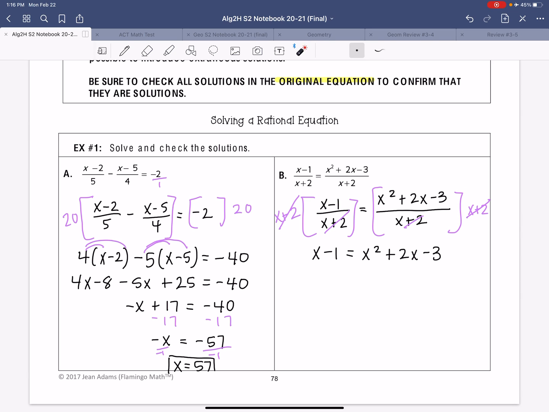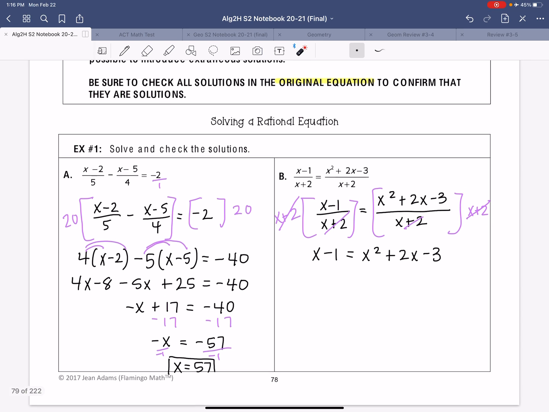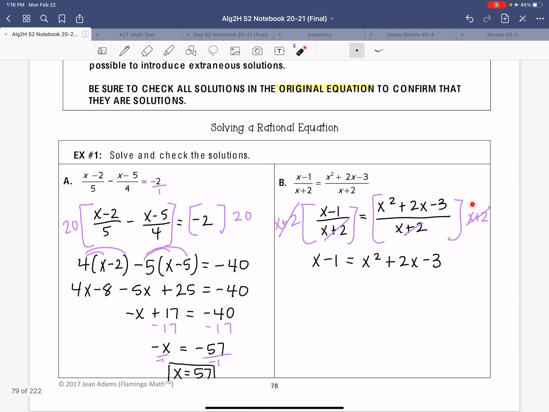Okay, I want you guys to see here. So here I went ahead and I multiplied by that algebraic expression. So now there's a possibility that an extraneous solution was introduced. So when we get our answers here, we need to double check that both of them work. So let's go ahead and solve this.